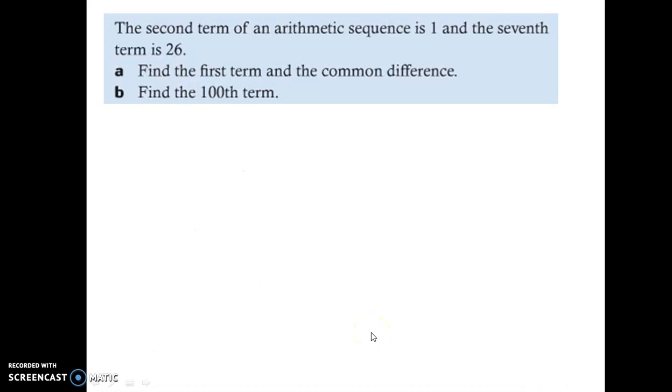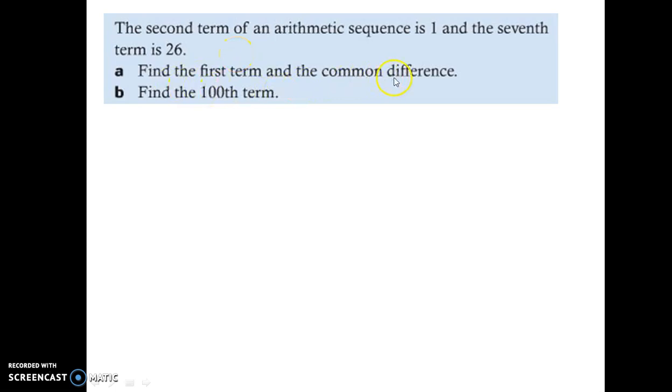Okay, just a couple more examples. These ones are on the attached page, which is the practice problem page. Again, we're looking at arithmetic sequences and the nth term formula. Here's the first problem you see. It says the second term of an arithmetic sequence is 1, and the 7th term is 26.